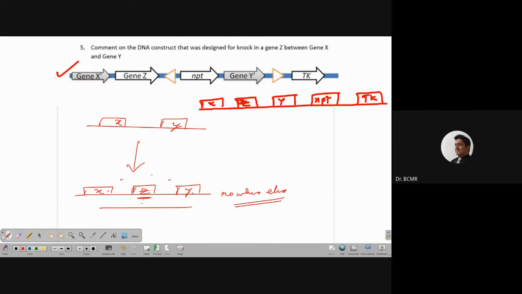Okay, what is yours, Marzuk? You tell me, please. Sir, mine is also the same, sir. But after inversion, I'll go for deletion, sir. That is forming RRS between NPT and TK. After that we'll get gene Z, Y, X.